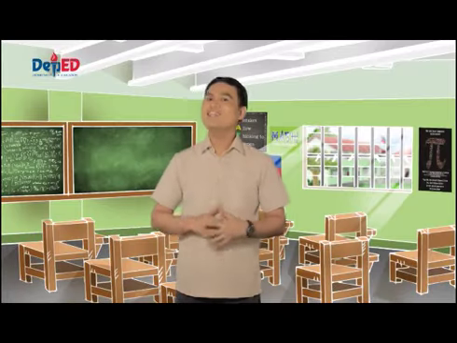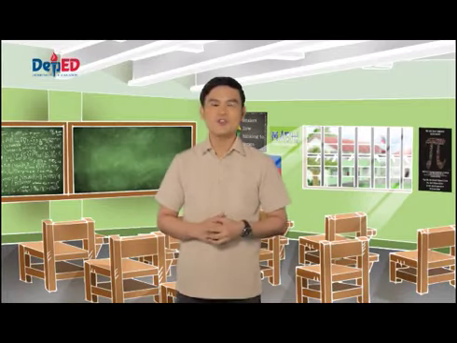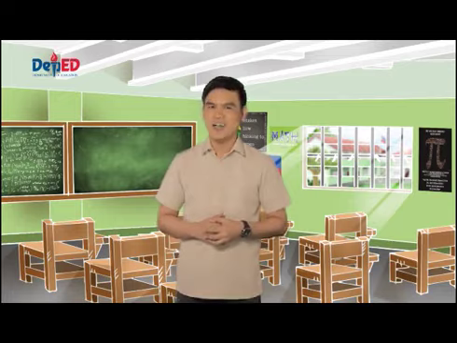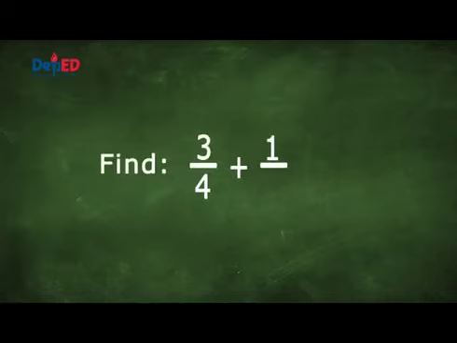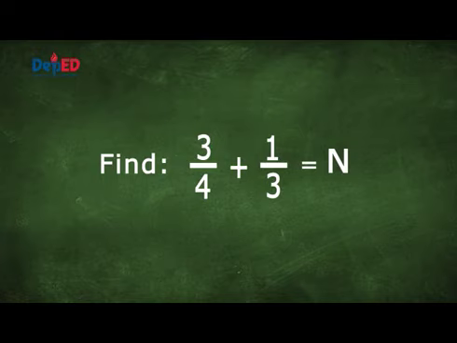This time, let us try adding simple fractions with regrouping in the sum. Find 3/4 plus 1/3 equals n. Again, since the denominators of the fractions are not the same, we need to change them into similar fractions, for we cannot add directly. Let us do this step by step.